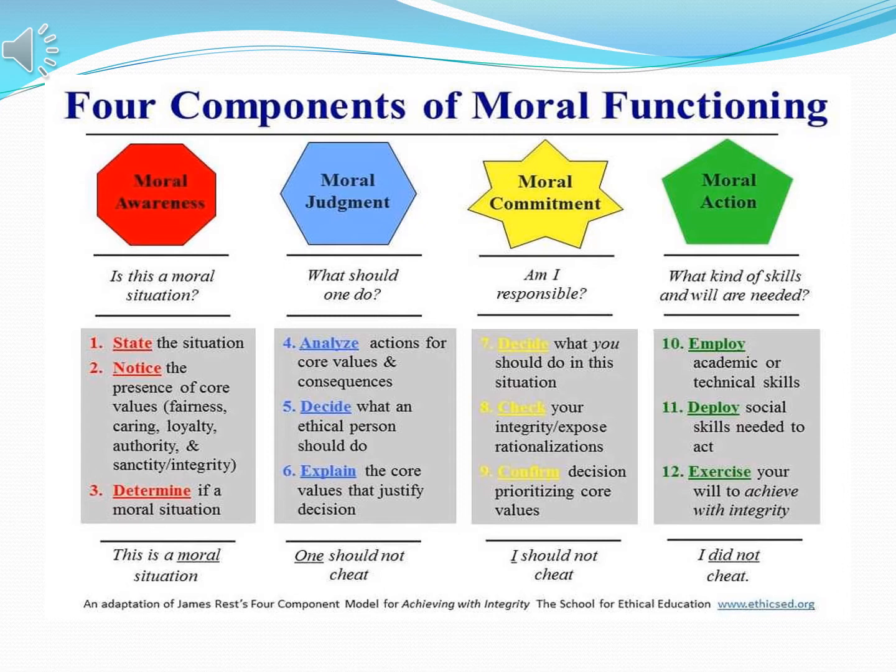Decide what an ethical person should do. So you have to tell yourself, as an ethical person, what should be my judgment. Then explain the core value that justifies the decision, and clarify what kind of values you take into consideration to make that decision. So this is basically the justification of your moral decision. So one should not cheat. You should be honest, and your decision or your judgment should be based on reasons, or that should be justification.